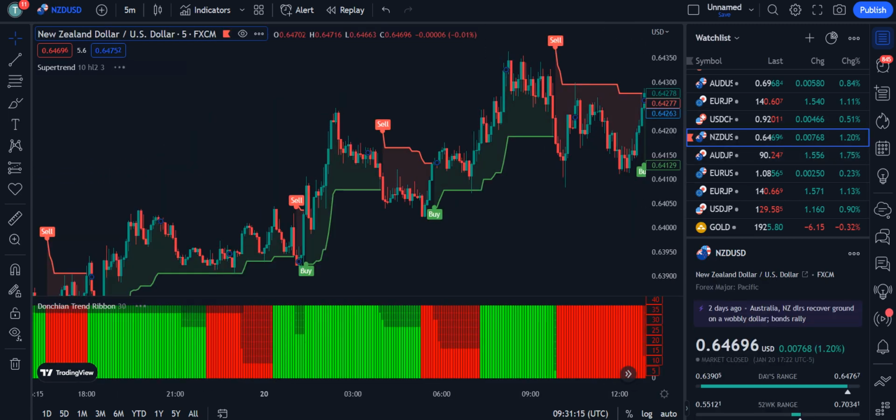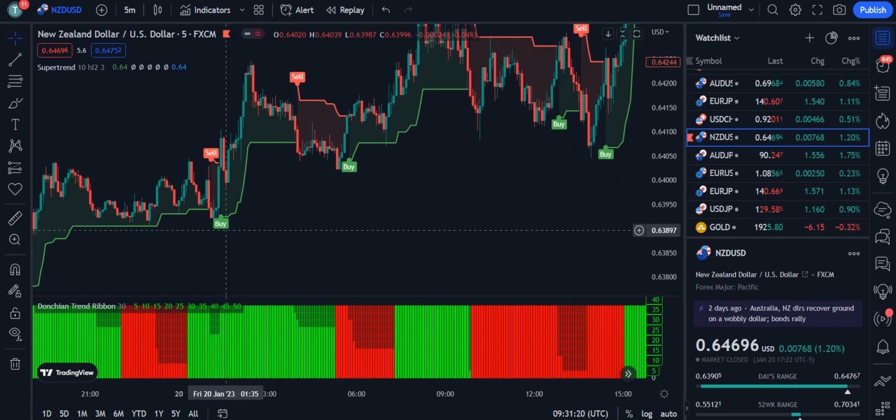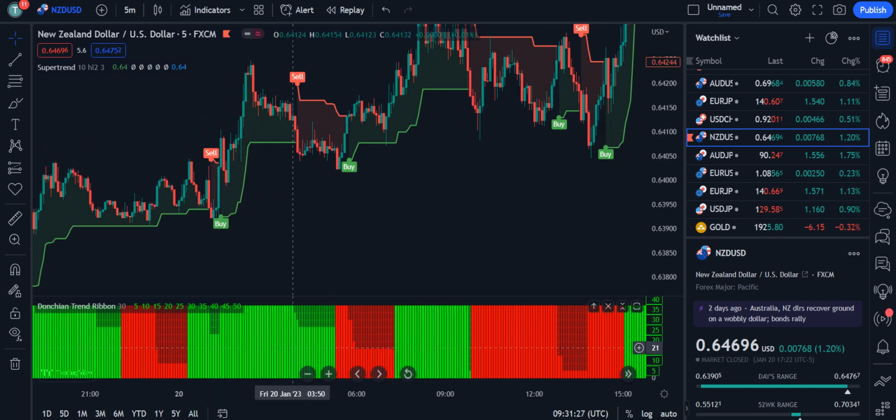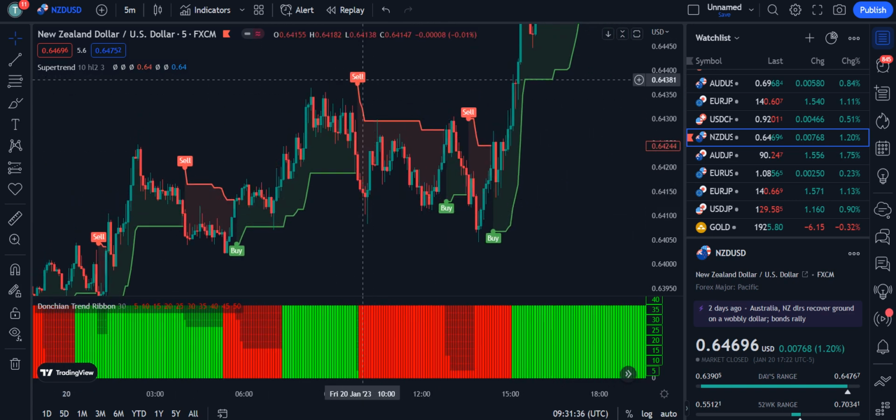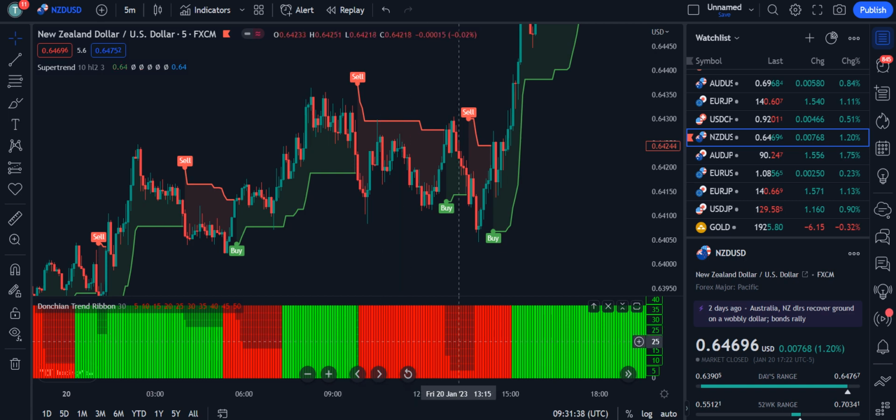Let's go to New Zealand USD, and we can see here that if it is going to give us a buy signal, we have to confirm it by looking at the trend of the candles, plus we have to see that our Donchian Trend Ribbon indicator also shows us the green color candles from here. And if it gives us a sell signal, then we confirm it with the Donchian Trend Ribbon indicator; if there are red color candles, then we will take the trade for the sell, and otherwise we will not enter the trade.